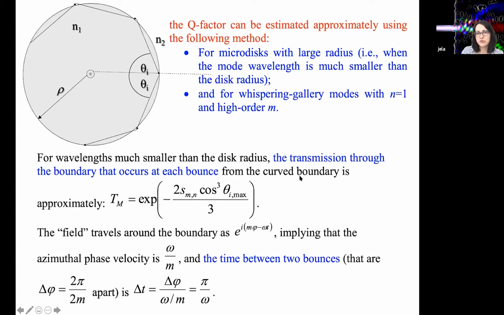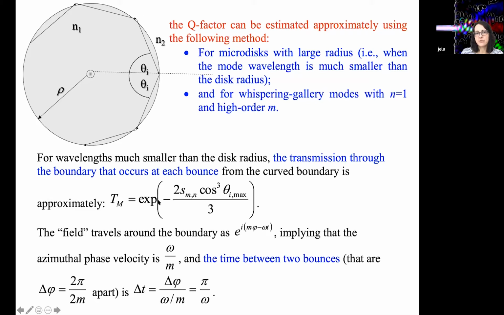Okay, and I'm not deriving this expression. The reference that is given in the course reader has the actual paper that this is taken from, but we will just use this expression to find the upper limit on Q. And this expression basically gives you a transmission that the field would make at each bounce from the boundary, right? So it depends on the order of the mode.